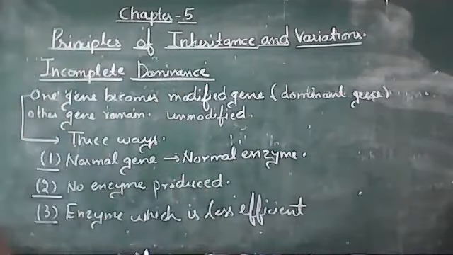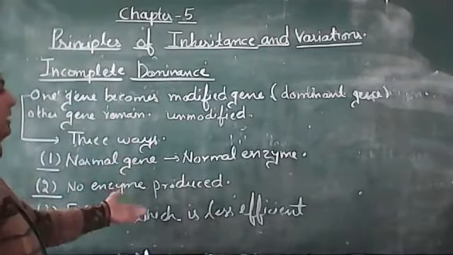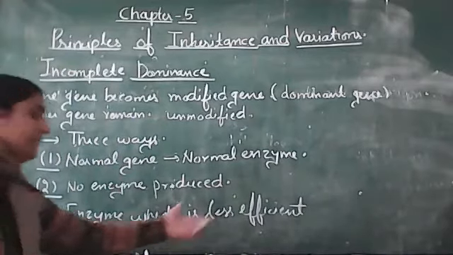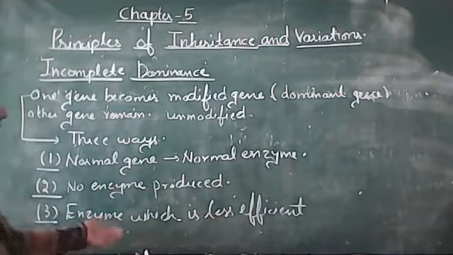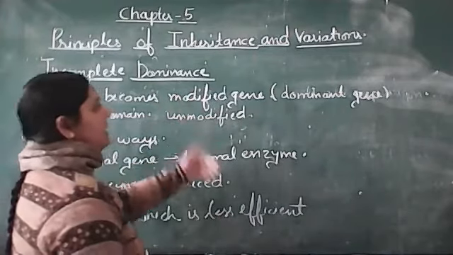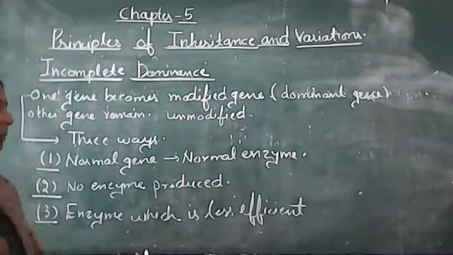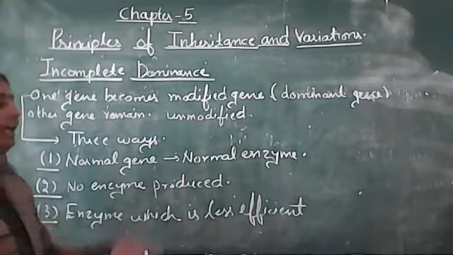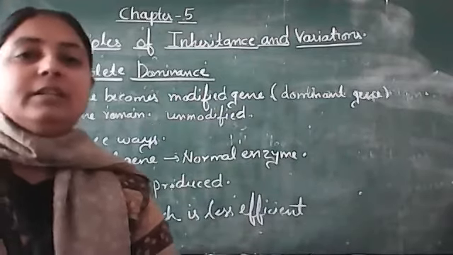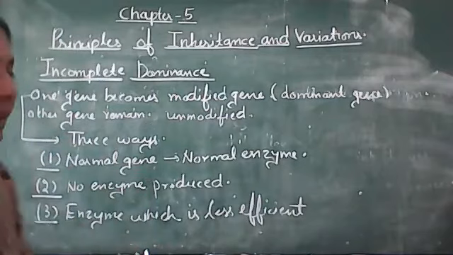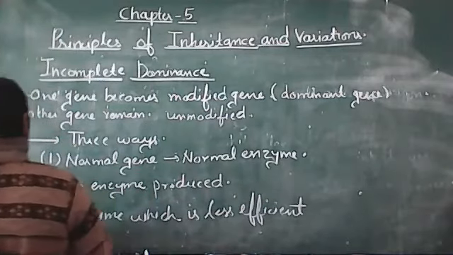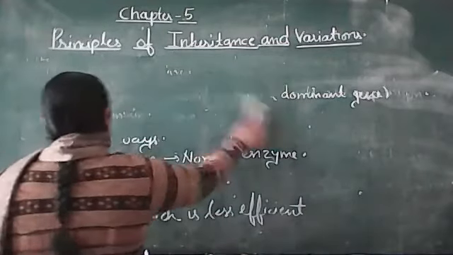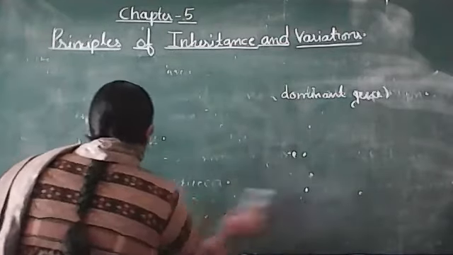Instead, pink color is visible because the enzyme produced by the dominant gene is less efficient. In that case, the recessive genes will also start showing their expression. So blending of the genes takes place. So the phenotype which appears in the F1 generation is actually the pink flower. So in this way, you can explain incomplete dominance.